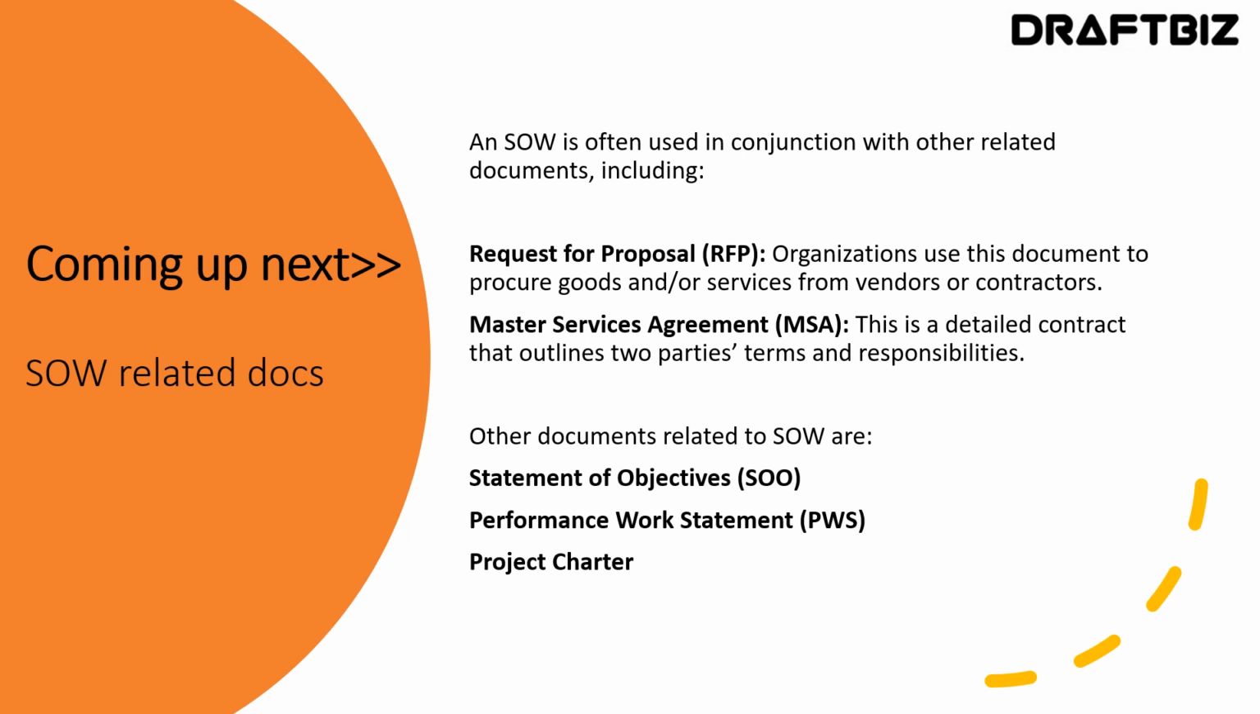Other documents related to SOW are Statement of Objectives, Performance of Work Statement, and Project Charter. Many government entities prefer using a SOO or PWS because these documents allow more flexibility in how contractors approach a project. The project charter is also high level but incorporates goals and expectations in addition to outcomes.